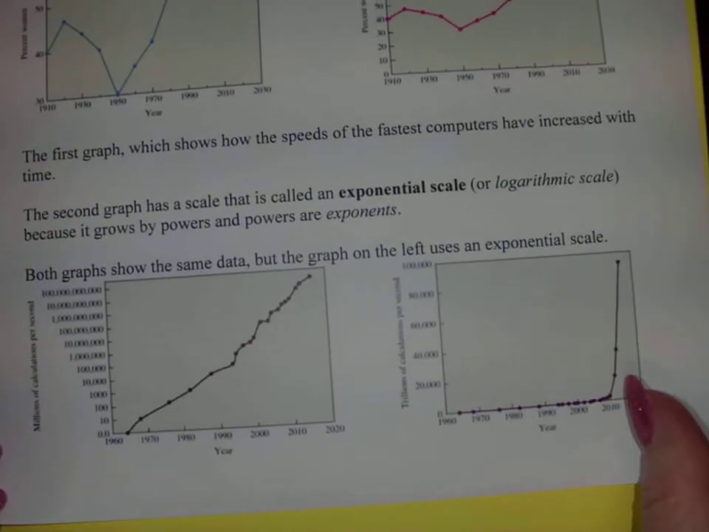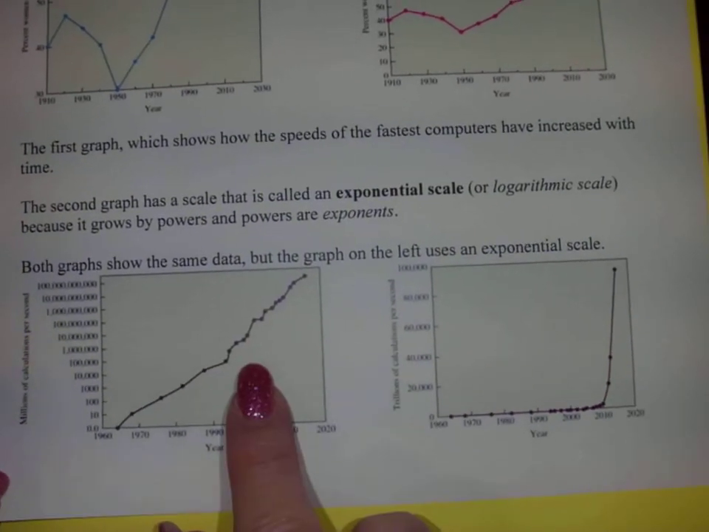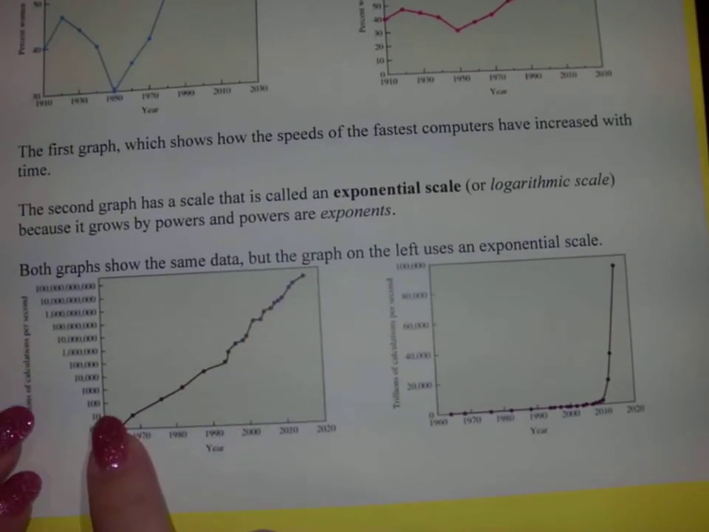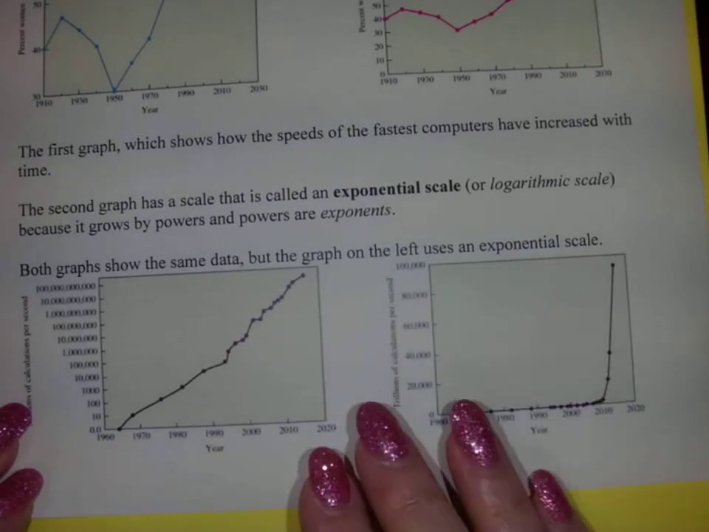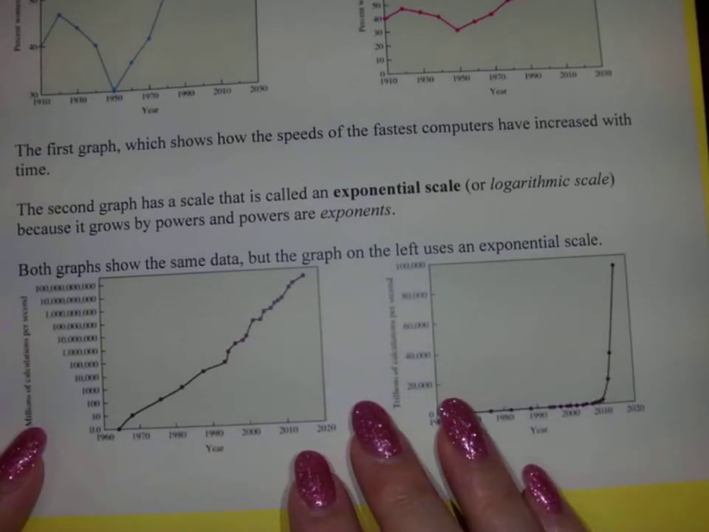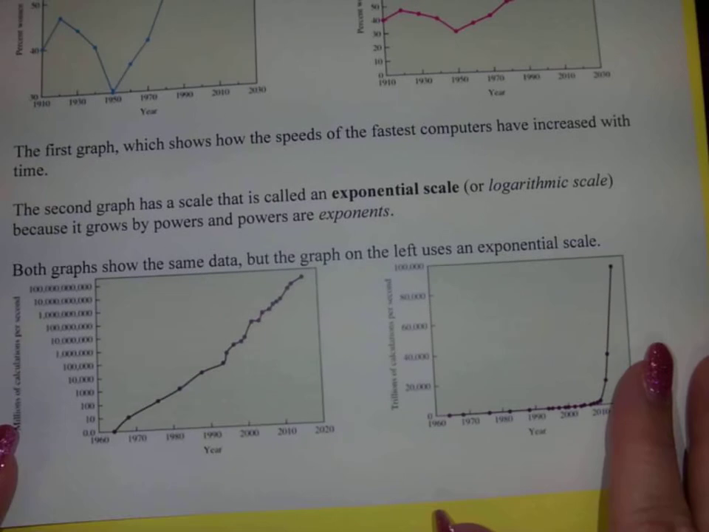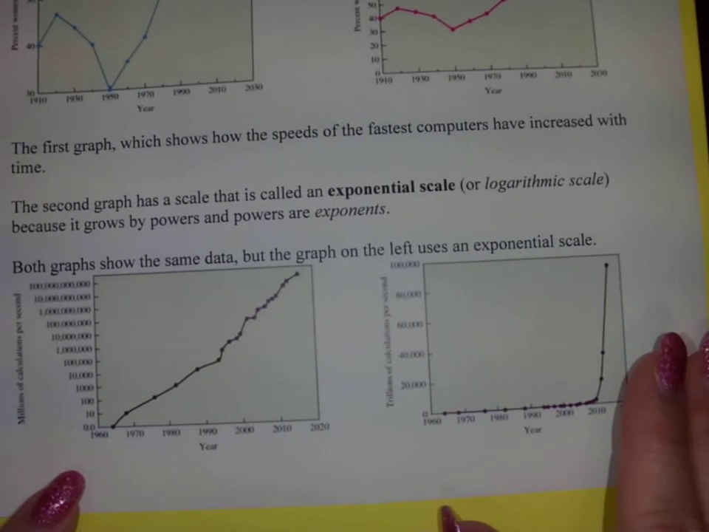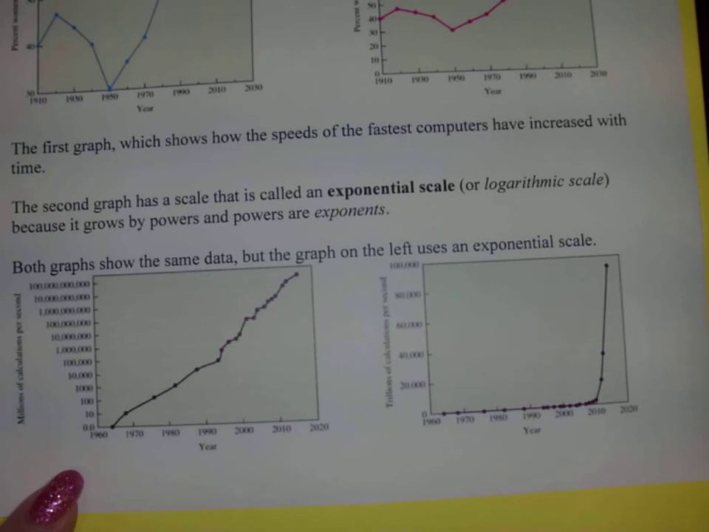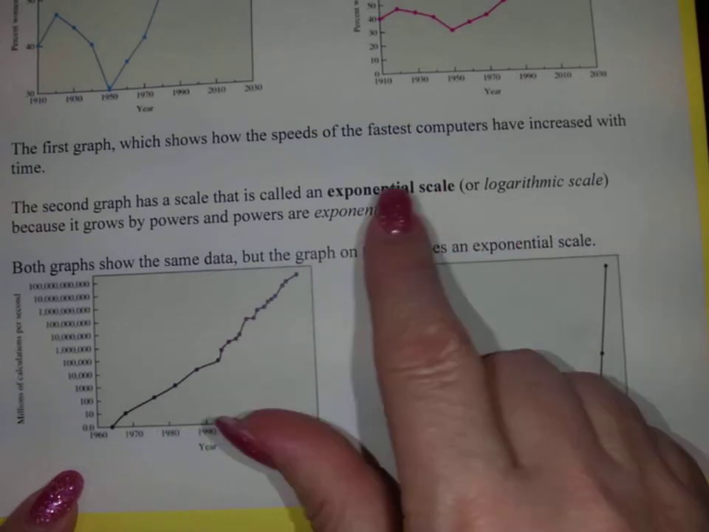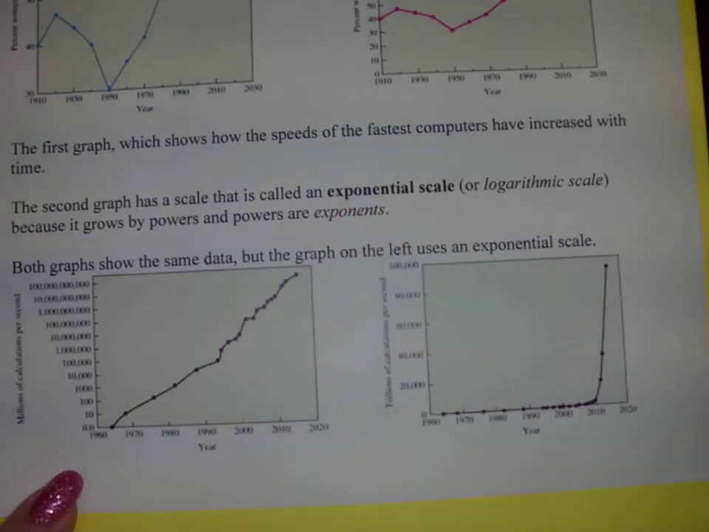Now, this one here, the first graph shows the speeds of the fastest computers have increased with time. So we're going from about 1965 to about 2015. But the second graph has a scale that is called an exponential or a logarithmic scale. During COVID, when you could go in and see the number of cases, you could change the graph and you could see the exponential scale.